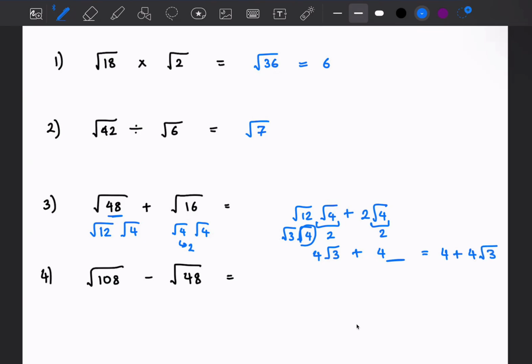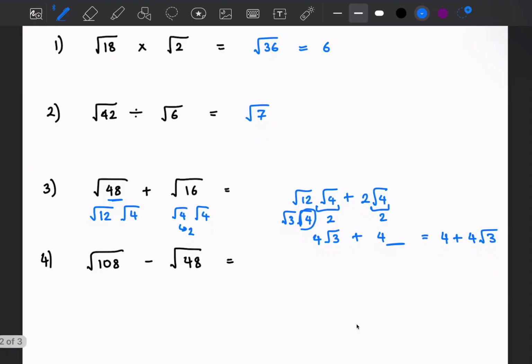Okay. Then if we have a look at the subtraction one, again a similar thing with subtraction, you have to make sure that the surds are the same. So here what we could do is try some other numbers. For example, with root 108, I can try root 12 and root 9. So I know that that gives me 108, and then root 9 you can simplify to 3. So we've got 3 root 12 there. And then root 48, again we can do root 12 and root 4 there as well.